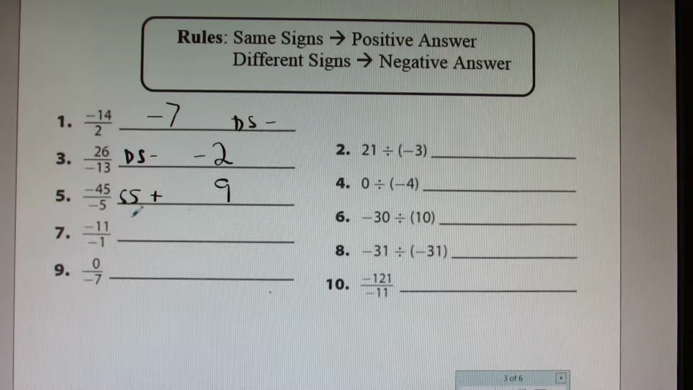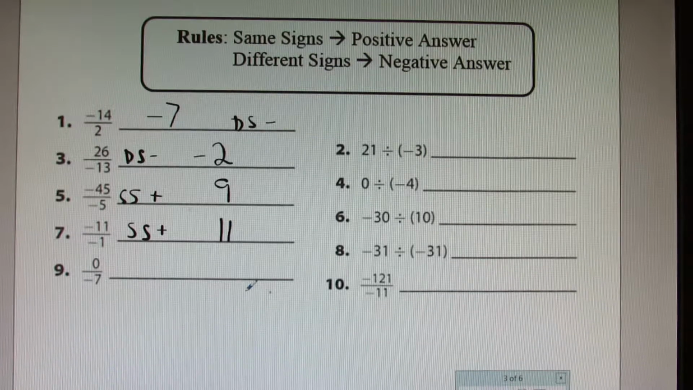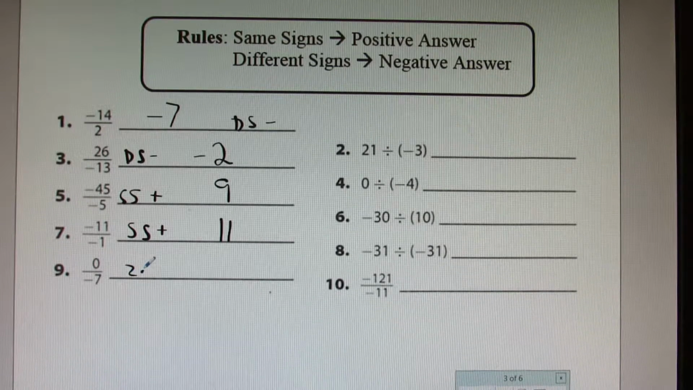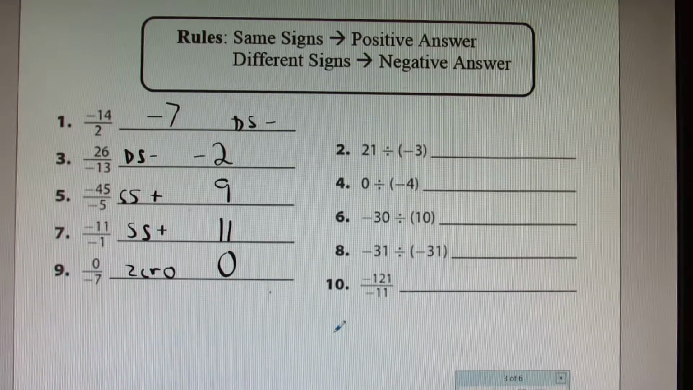Negative 11 divided by negative 1, again, same signs, my answer is going to be positive. 11 divided by 1, I have 11 cookies. I want to divide it by one person. Guess what? That person's getting all 11 cookies, and my answer will be positive. Again, I have a 0 in my quotient right here. I have a 0 that I'm dividing. 0 divided by -7, no matter what, it's going to be 0. No positive, no negative, just 0.